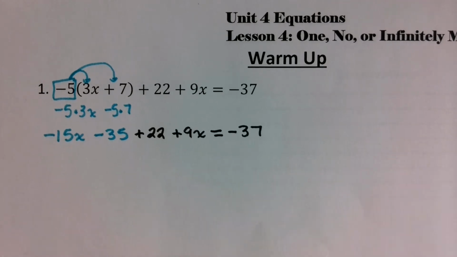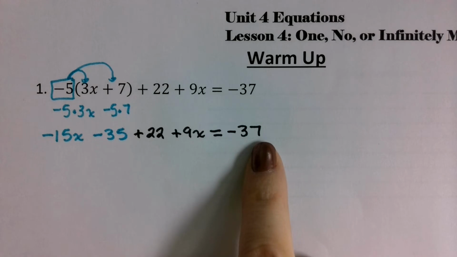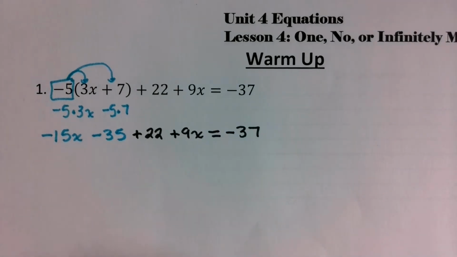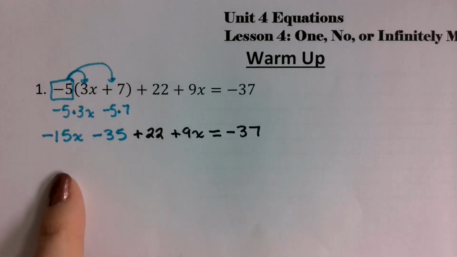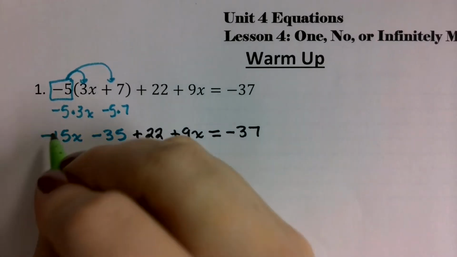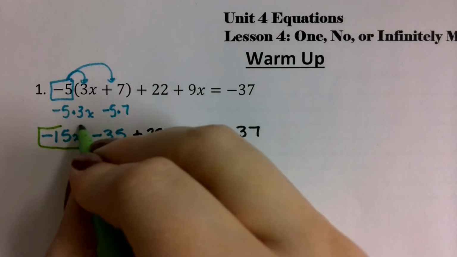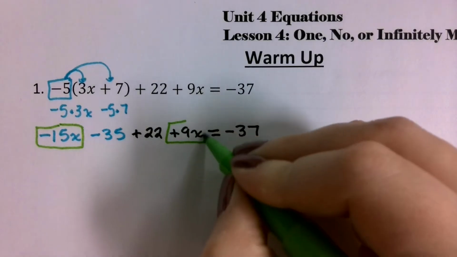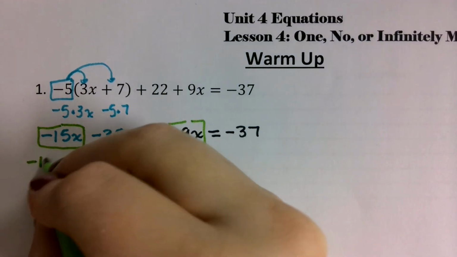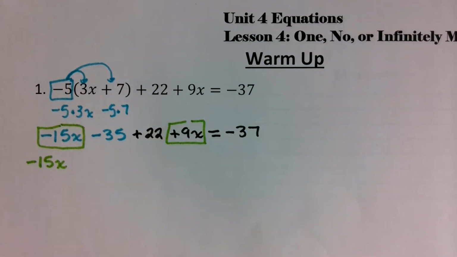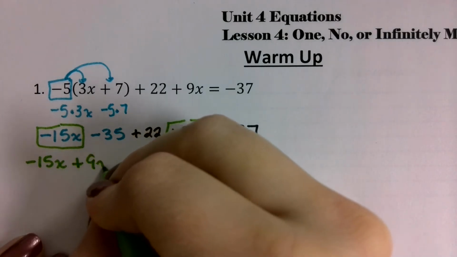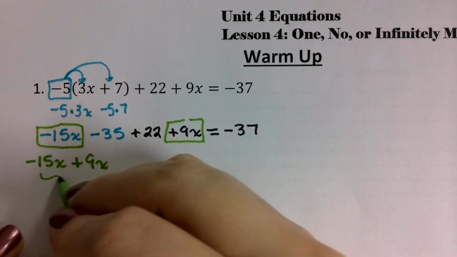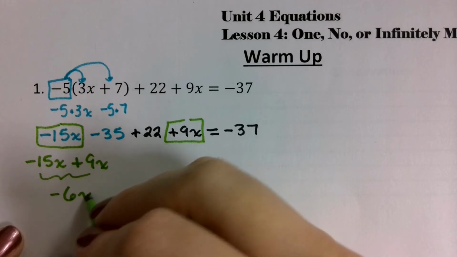Combine our like terms. We identify if there's any like terms on the left side that can be combined and any like terms on the right side that can be combined. If we look at the right side, it's just a single number. It's just negative 37. There's nothing to simplify here on the right side. But we do have material on the left side that can be simplified. We can start with the variables. We have a negative 15x and a positive 9x. So we can rewrite that so that they're side by side. Negative 15x plus 9x. And when we work that out, that's going to give us a negative 6x.